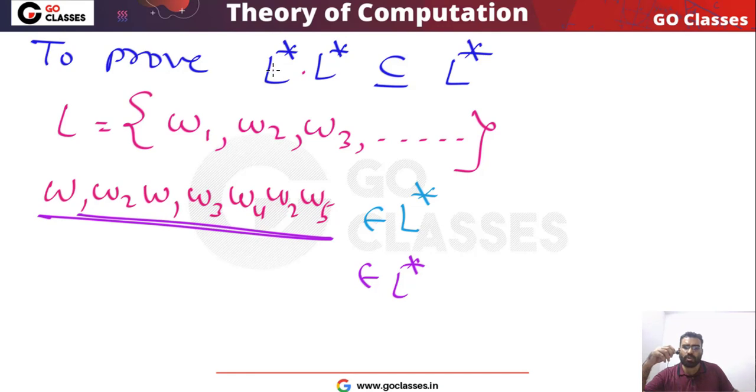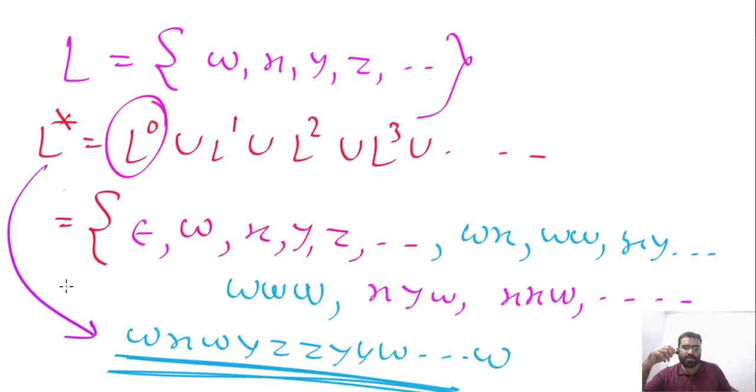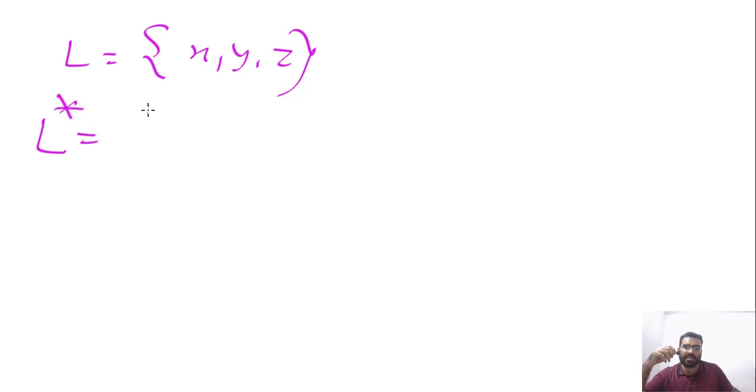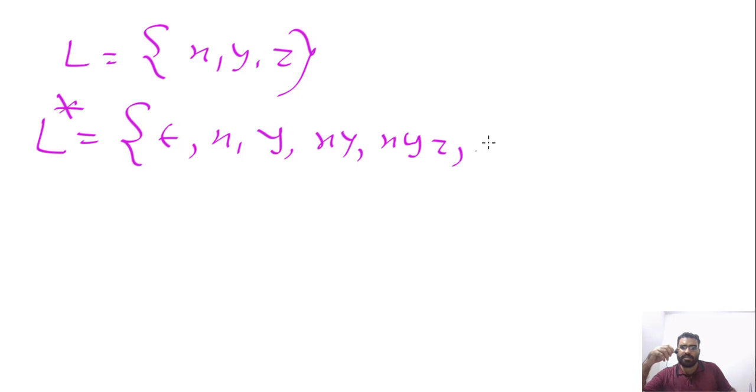But when you are doing the concatenation, every string of this L star will concatenate with every string of this L star. Please understand that. For example, let me take L equal to X, Y, Z. Then in L star, this type of strings will be there, like X, Y, Z, XX, XY, YZ.